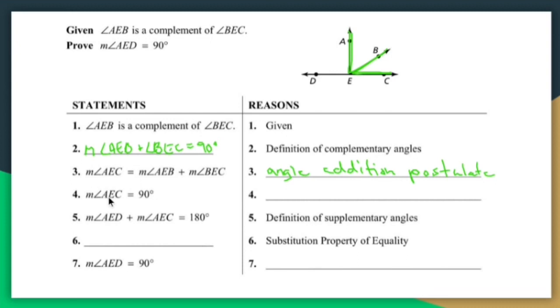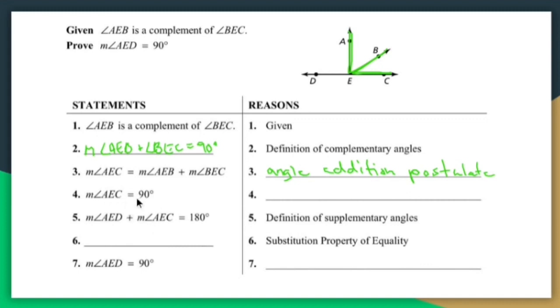The measure of angle AEC is 90 degrees. Now, that's because the measure of angle AEC is 90 degrees.